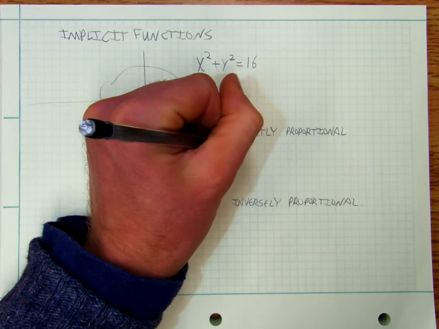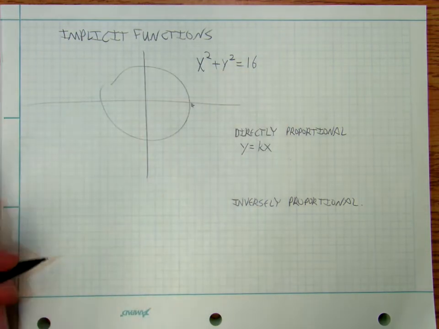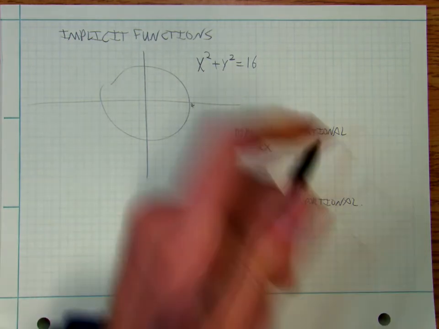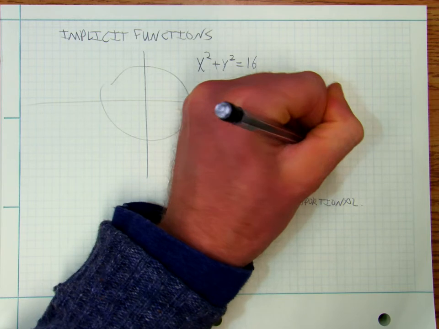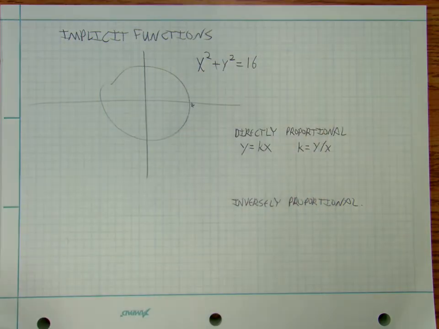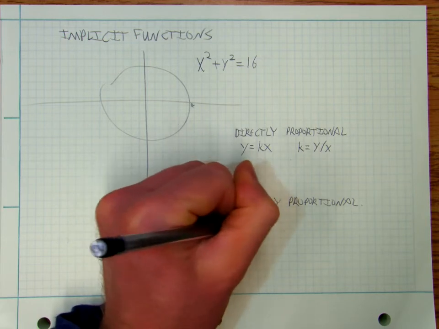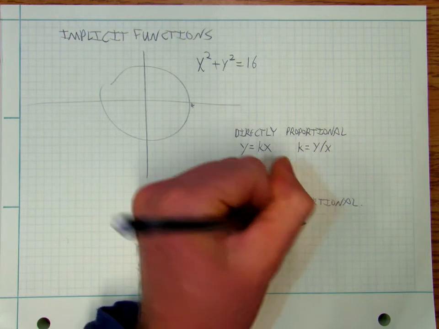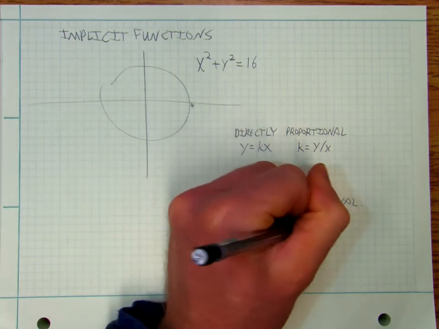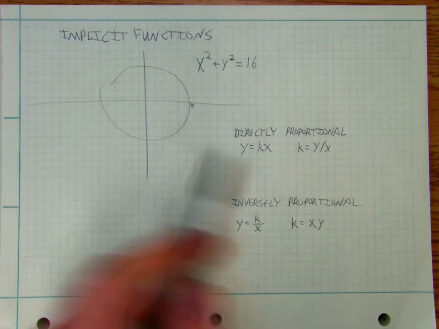And so we're going to write that as y equals kx, but we could also write that confusingly as k equals y divided by x. And then inversely proportional, we can write that as y equals k over x, or we can write it as k equals xy. Okay, so you guys sort of get those straight.